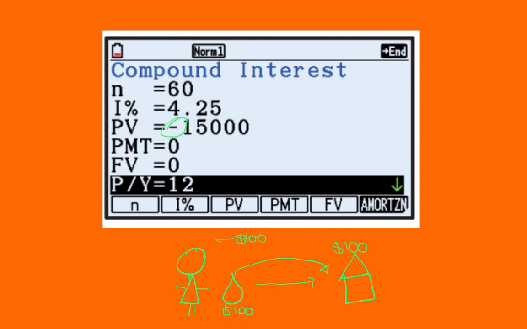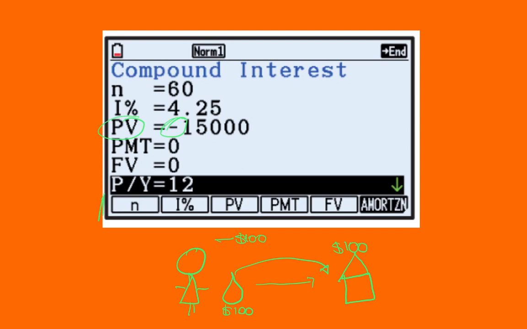And that's why for these calculations on the calculator, we put a negative there. Because we've put the money in the bank and we have therefore a negative amount of money. Even though the money is still ours in the bank, we have a negative. So that negative sign is really important for the present value.